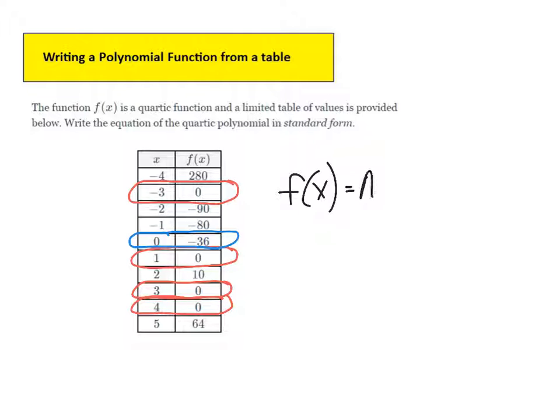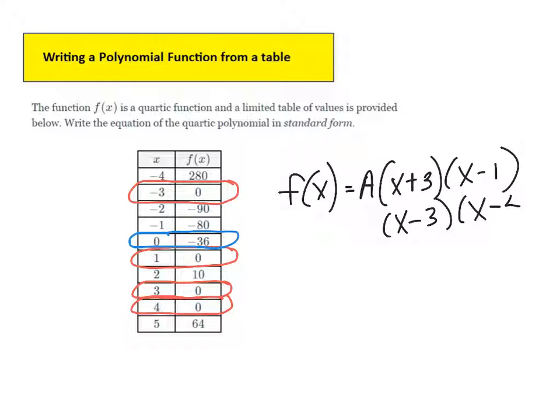equals some number a, (x plus 3)(x minus 1). I'm running out of room, so I'm just going to come down here and write this: (x minus 3)(x minus 4). And we're going to use our y-intercept of (0, -36). So for x, we're going to substitute in 0, and again, keep in mind that f of x is y. We're going to substitute in -36 and solve for a.